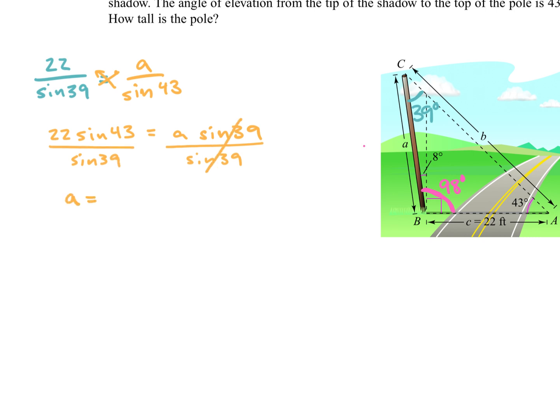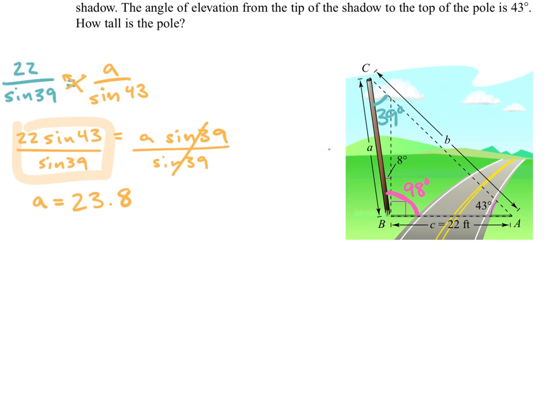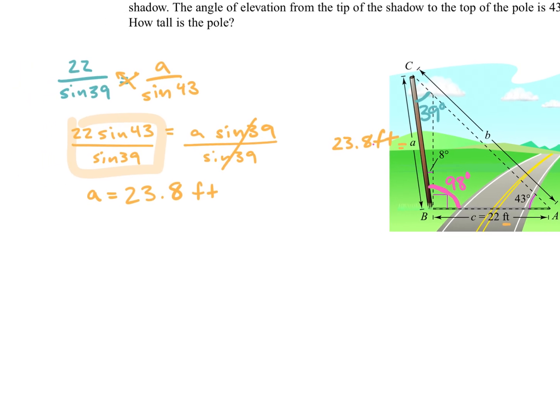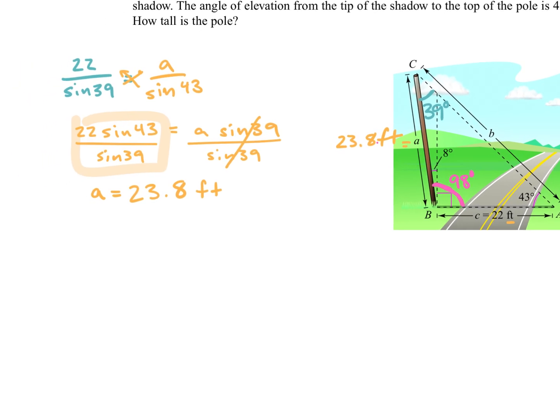So A is equal to, we're going to put this into our calculator. So you should get A is equal to 23.8. 23.8 what? Feet. Perfect. Our unit here is feet. Last thing we need to find is B. So I'm going to do the same thing.